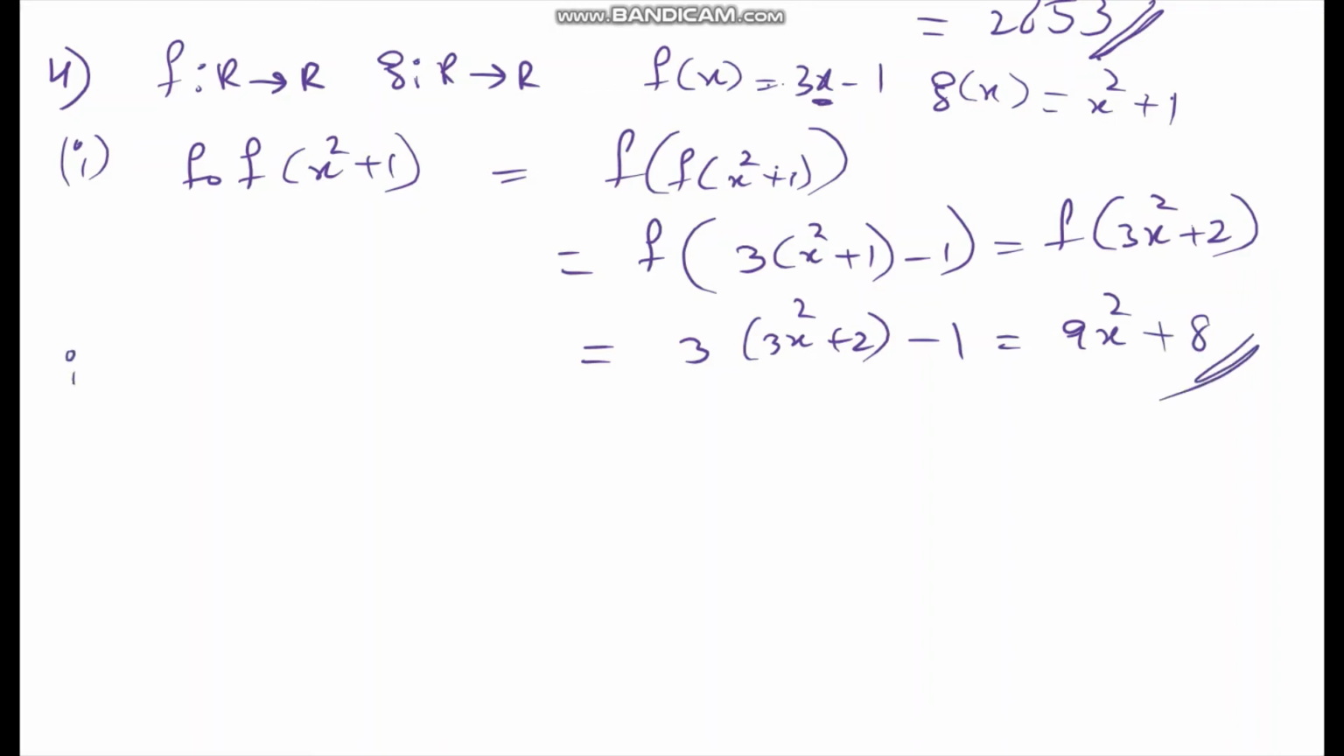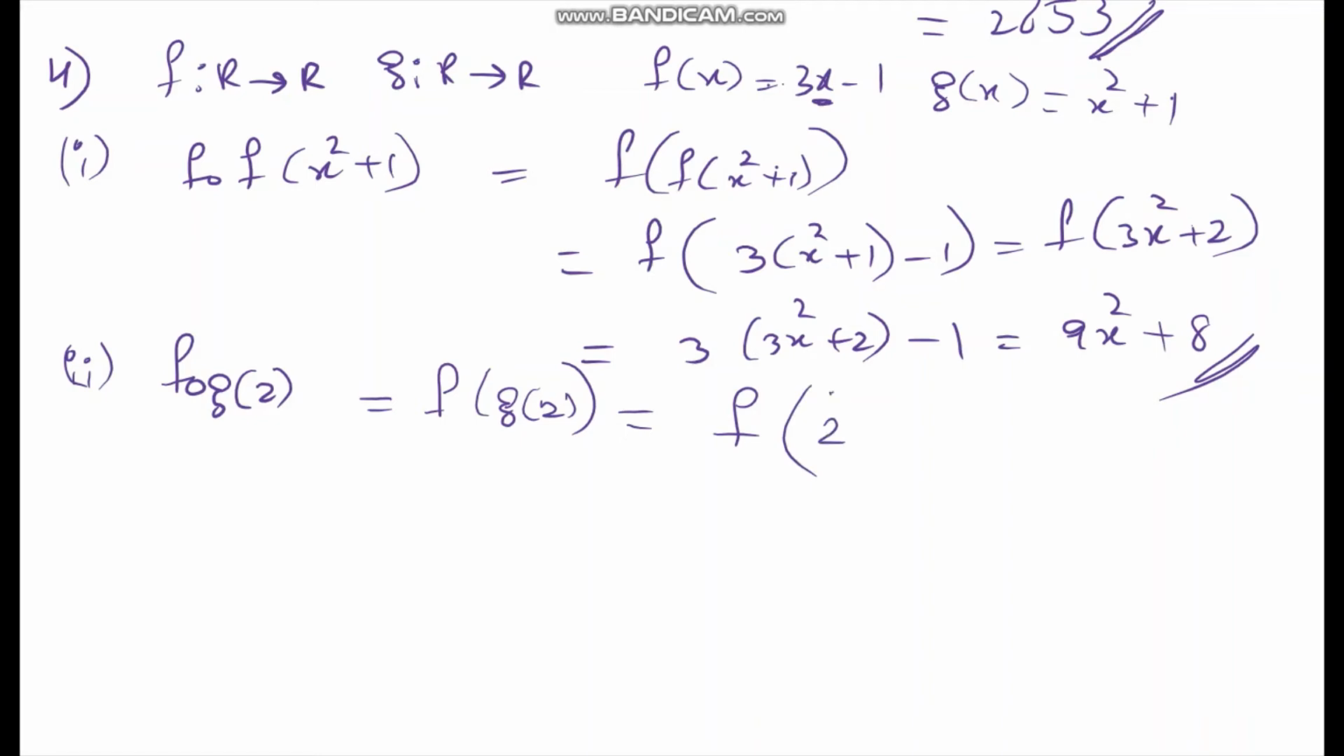And second bit, fog of 2, this equals f of g of 2, that equals 2 square plus 1, that equals f of 5, and f of 5 will be equal to 15 minus 1 is 14.